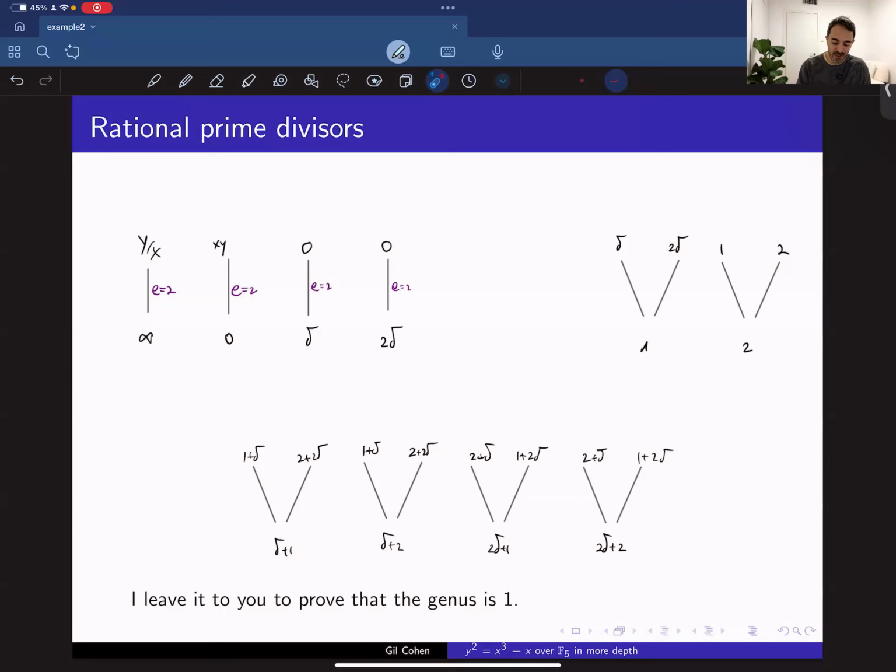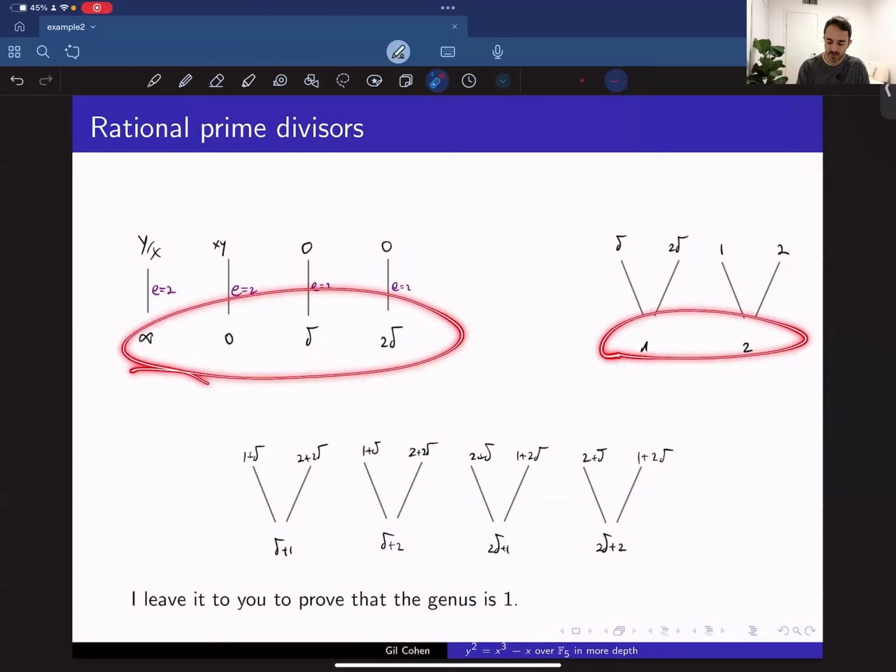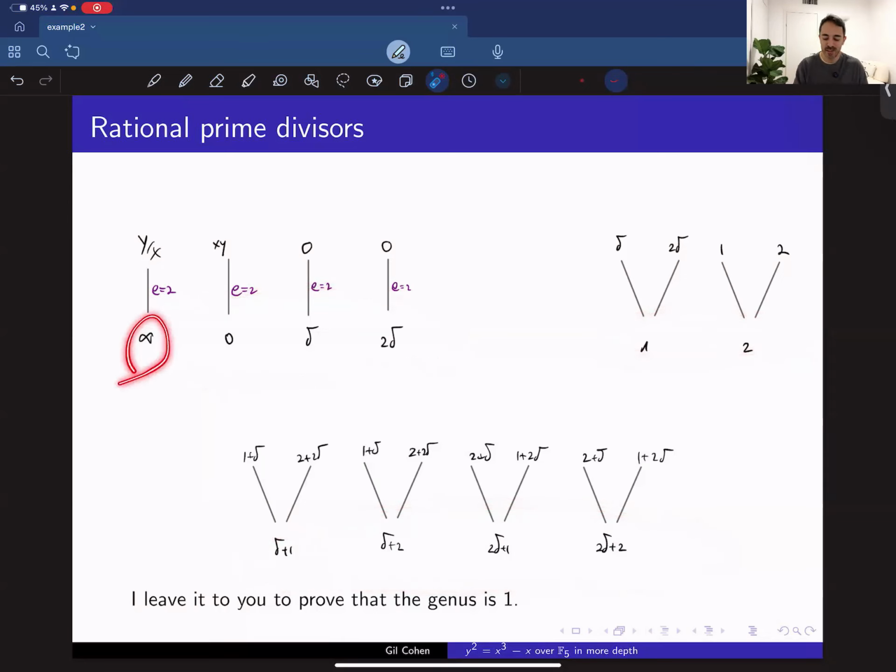But now the amazing thing that happens here is that these other 4 elements, you have to have 9 altogether, 10 altogether, I'm saying 10 because of infinity. So these 4 elements actually split completely, and they split among themselves. So delta plus 1 generates itself and this thing. And delta plus 2 generates delta plus 1 and this thing also. And so forth. If you look at it for a second, you'll see that they keep generating more and more rational places, also not contributing ramification, which is great for the genus calculation. And I'll leave it to you to prove that the genus is 1.